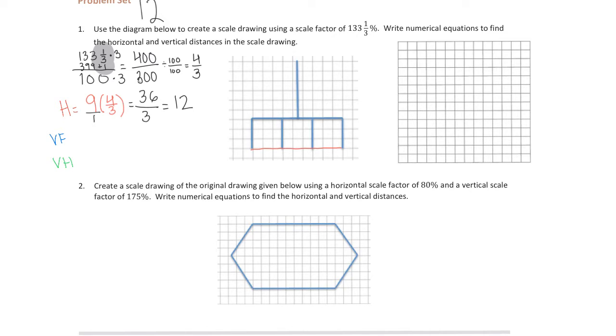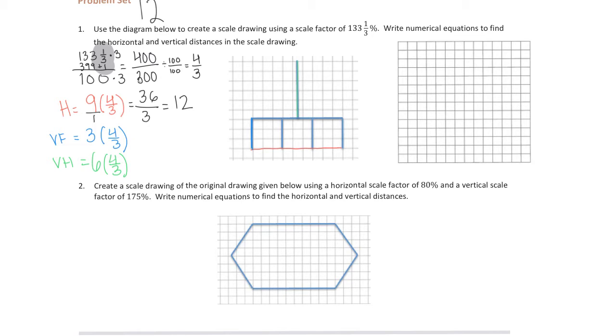Now our forks are going to be 3 units here. Set up this equation. We're going to have 3 times 4/3. And then for our vertical handle, we're going to count how long this is. I'm going to say 1, 2, 3, 4, 5, 6. We're going to have 6 times 4/3. Now let's go ahead and solve our equations.